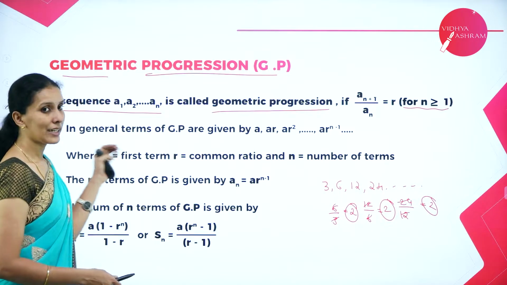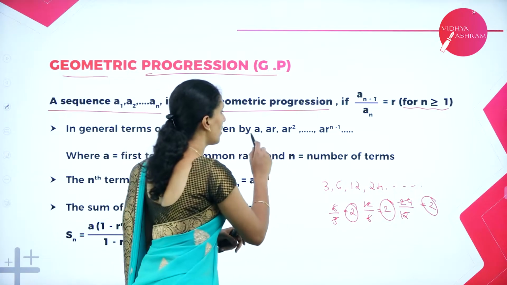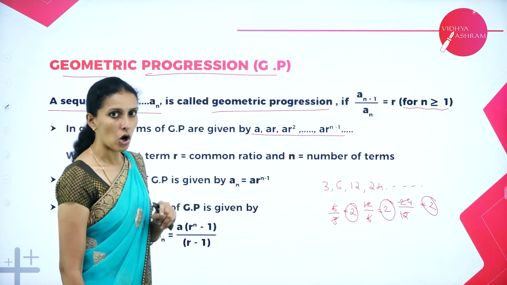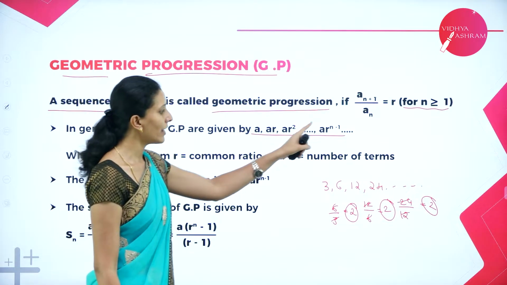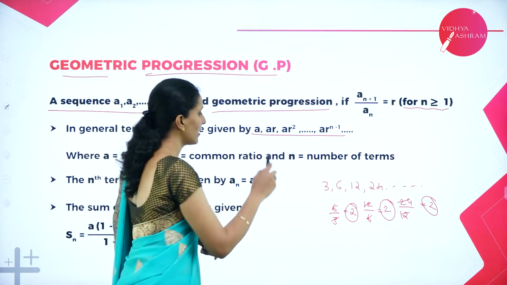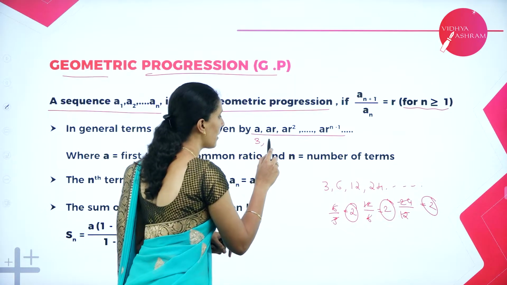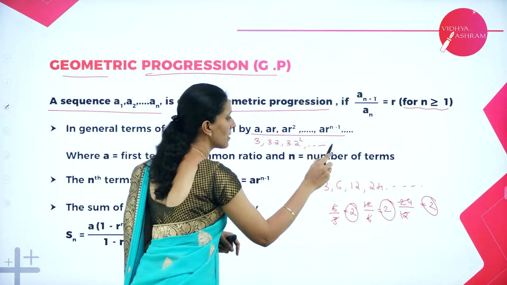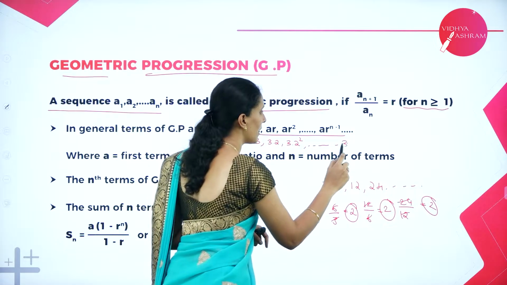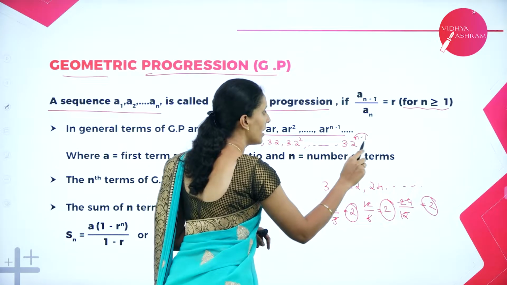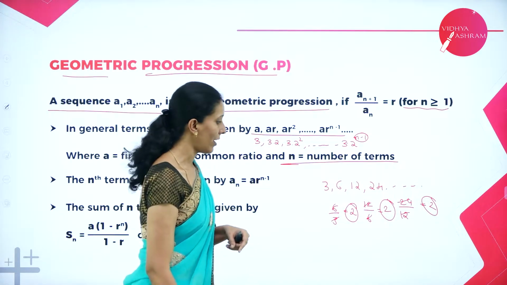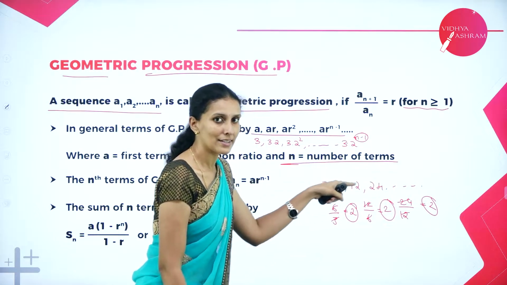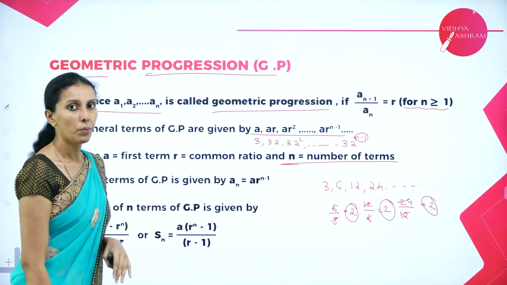Now, how are the terms arranged here? They are arranged in the form a, ar, ar square, up to ar to the power n minus 1. r is the common ratio, a is the first term and n is the number of terms. I can write this like this: the first term is 3, the second term can be written as 3 into 2, the third term as 3 into 2 square, the fourth term similarly, and the last term as 3 into 2 to the power n minus 1. n depends on the number of terms provided. Here 2 square is 4, and 4 times 3 is 12. So you will get a sequence which is called the geometric progression.